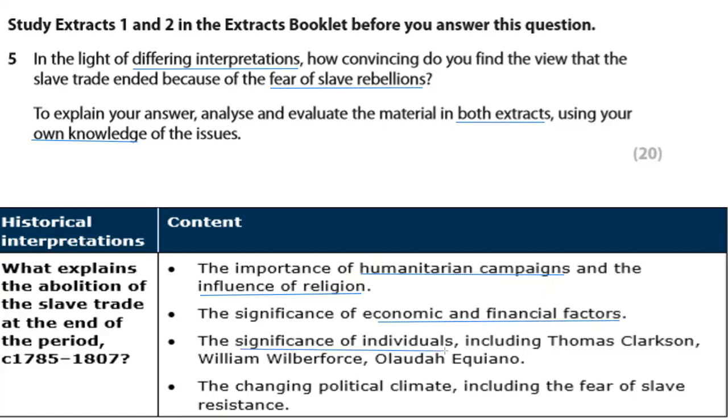Significance of individuals, including Thomas Clarkson, William Wilberforce, and Olaudah Equiano, and the changing political climate, including the fear of slave rebellion and resistance. Now, what you'll notice in this question above, it says fear of slave rebellion, whereas in the scheme of learning, it says fear of slave resistance. That's your job to get your head around what the words mean. But as I say, it could ask you multiple reasons in this question. You've got to know all 4 of these things in detail about what impact it had on the slave trade ending by 1807.